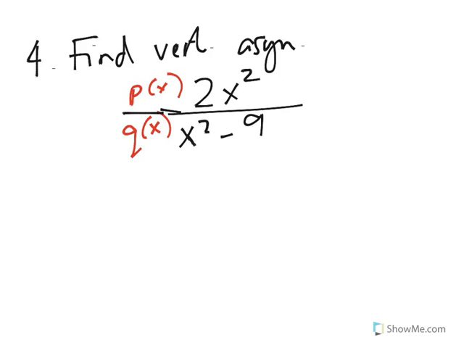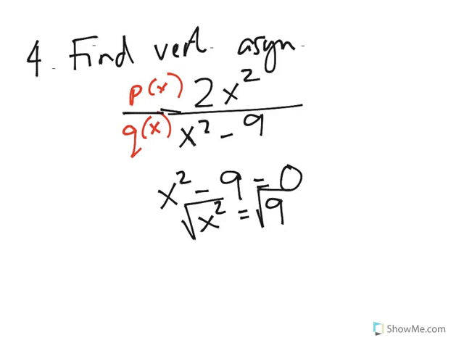Find the vertical asymptotes by solving the equation q of x equals 0. So I take my x squared minus 9 and set it equal to 0. x squared minus 9 equals 0. x squared is equal to 9. Take the square root of both sides. x is equal to plus or minus 3. So that's my vertical asymptote, plus or minus 3. Now my horizontal asymptote, step 5, finding my horizontal asymptote.